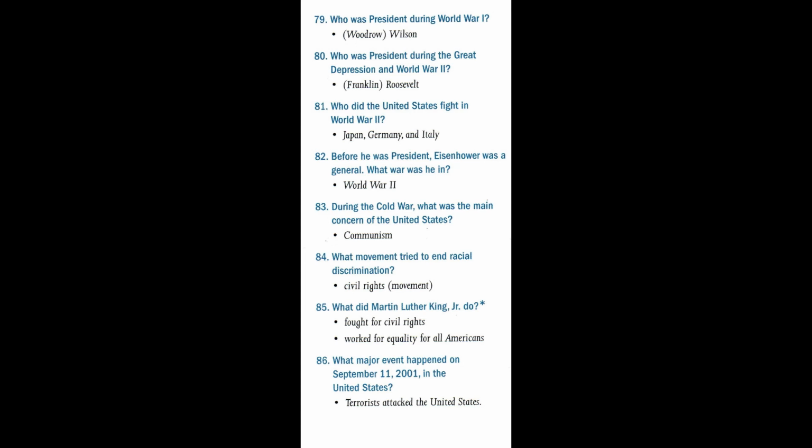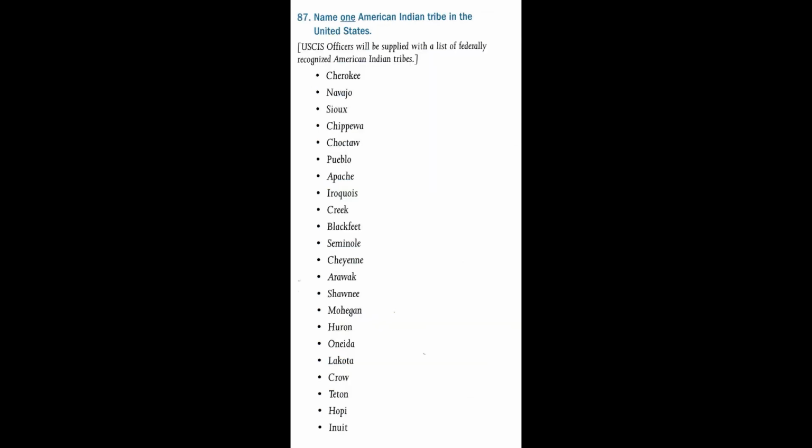86. What major event happened on September 11, 2001, in the United States? Terrorists attacked the United States. 87. Name one American Indian tribe in the United States. Cherokee, Navajo, Sioux, Chippewa, Choctaw, Pueblo, Apache, Iroquois, Creek, Blackfeet, Seminole, Cheyenne, Arawak, Shawnee, Mohegan, Huron, Oneida, Lakota, Crow, Teton, Hopi, Inuit.